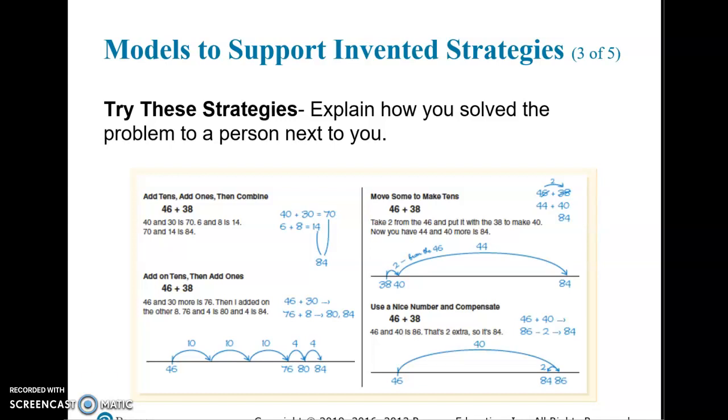Adding tens, ones, and then combining. So 46 becomes 40, 38 becomes 30, so you get 70. Plus 6 plus 8 equals 14. Combine 70 and 14, you get 84.